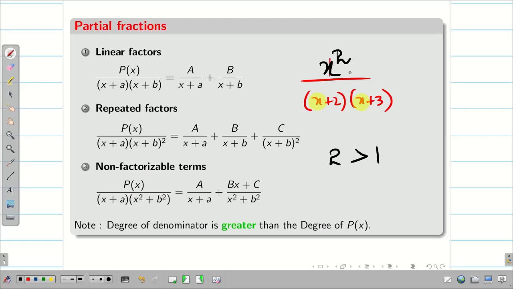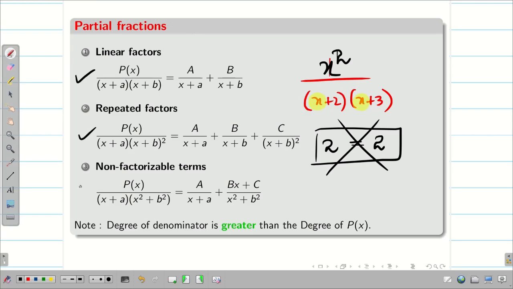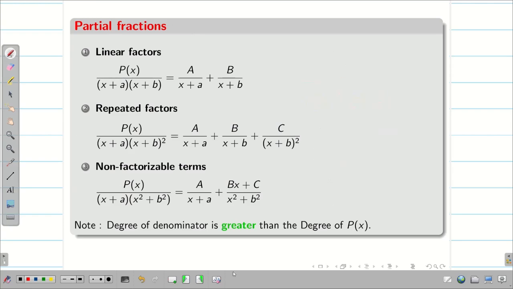I can apply. If I take the problem x square divided by (x plus 2) into (x plus 3), in this case the degree of the denominator is 2. The degree of the numerator is also 2. I cannot apply the partial fraction as it is. So we should be very cautious about this. This rule is applicable for all the three cases. Remember, the degree of the denominator should be greater than the degree of the numerator.